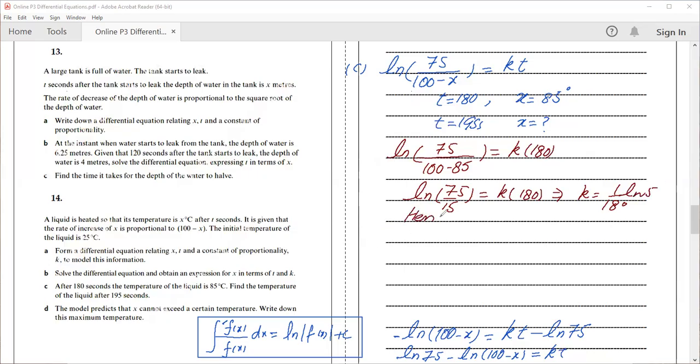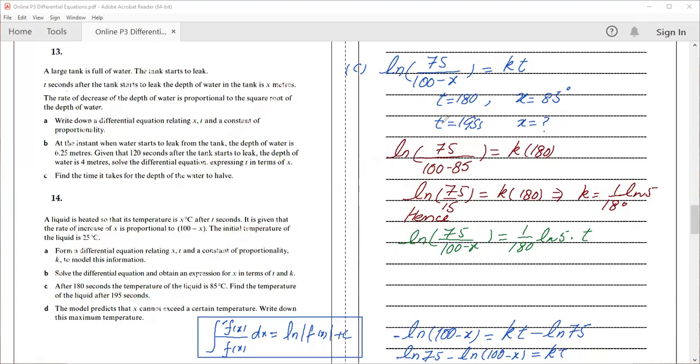Hence, what will you get? Log natural of 75 over 100 minus x, the value of k is 1 over 180 log natural of 5, times t.